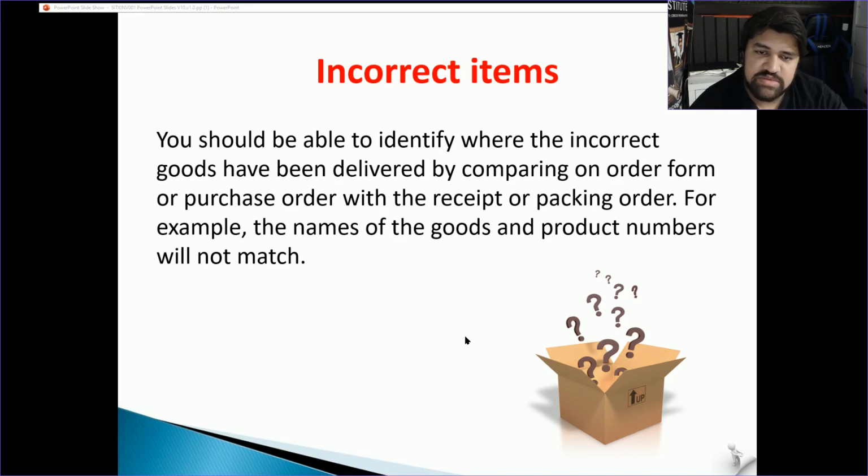For example, the names of the goods and product numbers will not match. Sometimes you also get suppliers giving you different branded items. Let's say you're buying garlic powder and you're used to getting one brand, and then they try to give you a cheaper one just for their bottom line, or the previous product has gone up in price and it's not in your price range anymore. So your product number might not be the same, even though the product name is the same. So you've got to check all these things when it gets to you.